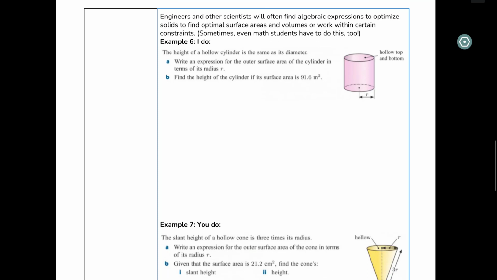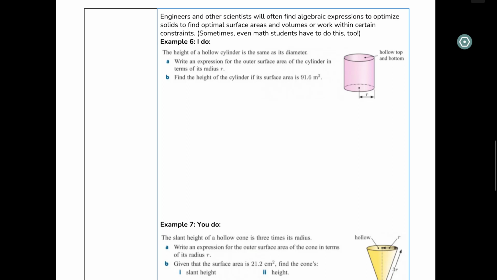Okay, so now we get into the real meat of these kinds of questions where we are going to do an algebraic approach. So this is much more like the typical kind of question you would see that's related to geometry in a math AA style class. So let's think about this. Engineers and other scientists are often going to find algebraic expressions in order to optimize solids and find optimal surface areas or optimal volumes or work behind certain constraints. Sometimes even math students, yeah, you guys have to do this too. And it seems like it's arbitrary, but we're actually really trying to prepare you for something in the future. So let's take a look at an example of the first steps of these kinds of optimization problems.